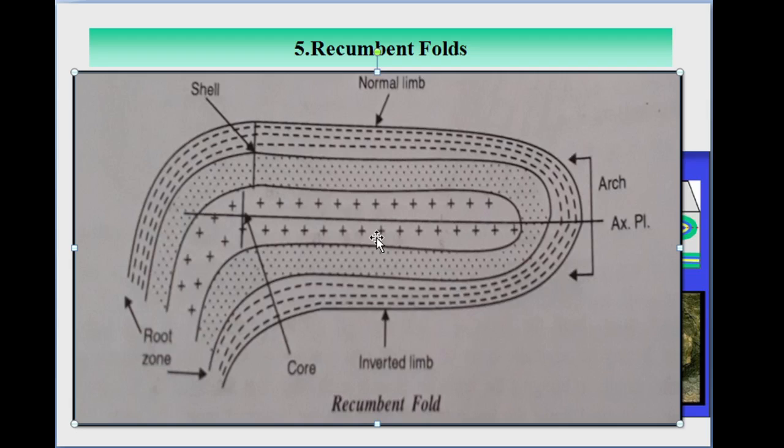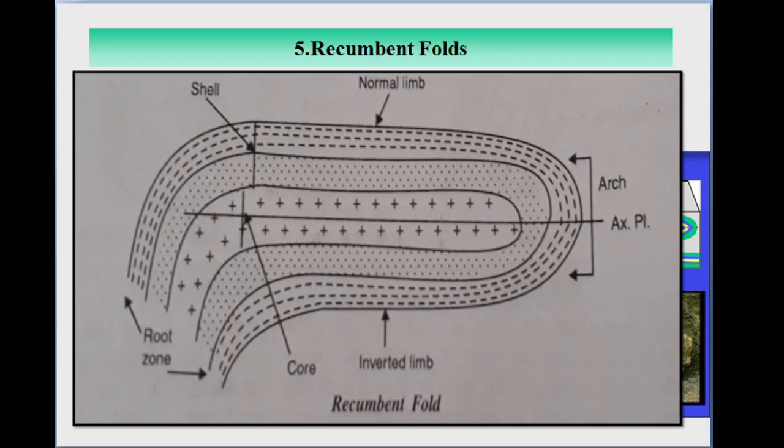Then the third part is the root zone. Here is the root zone, which is the basal part of this fold. The basal part of this fold is called the root zone. The root zone may or may not be easily traceable. So this is all about the different parts of this recumbent fold.